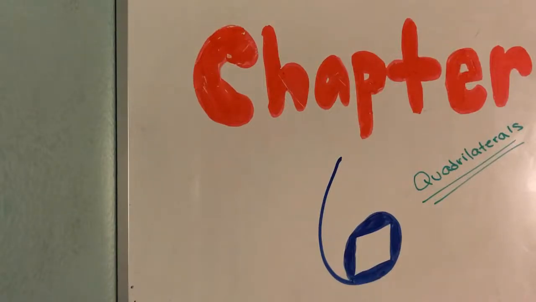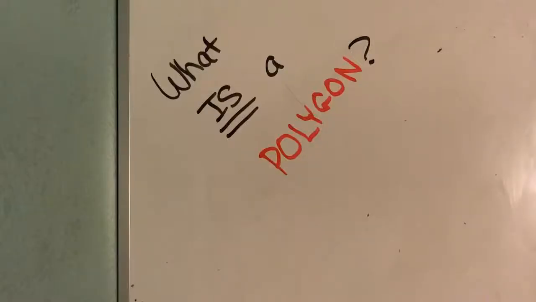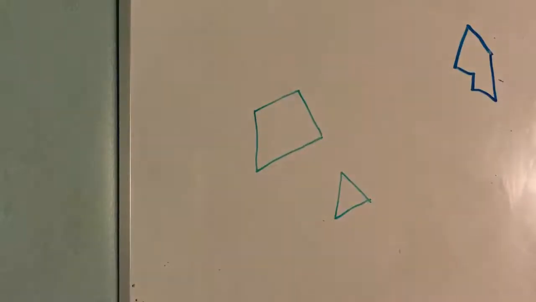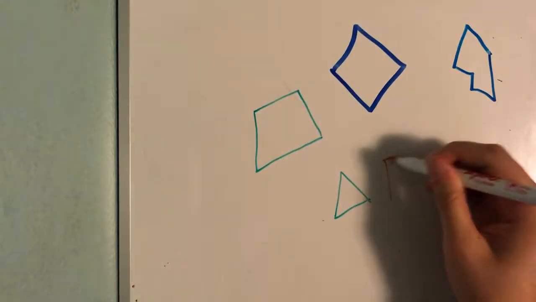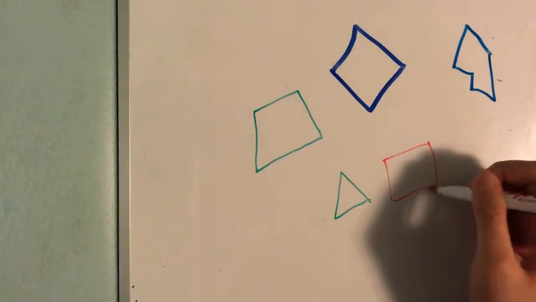Chapter 6, Quadrilaterals. What is a polygon? A polygon is a closed shape with at least 3 segments and has vertices.